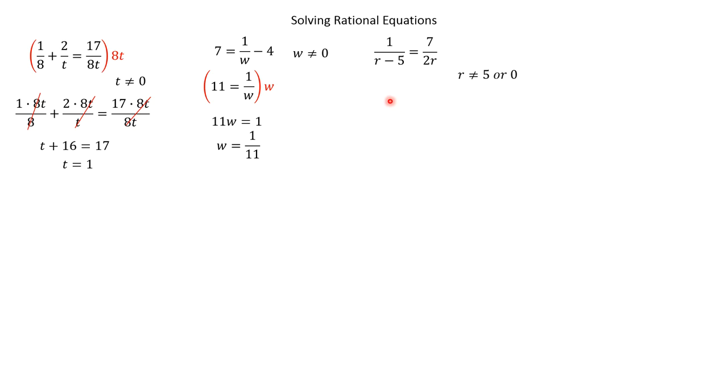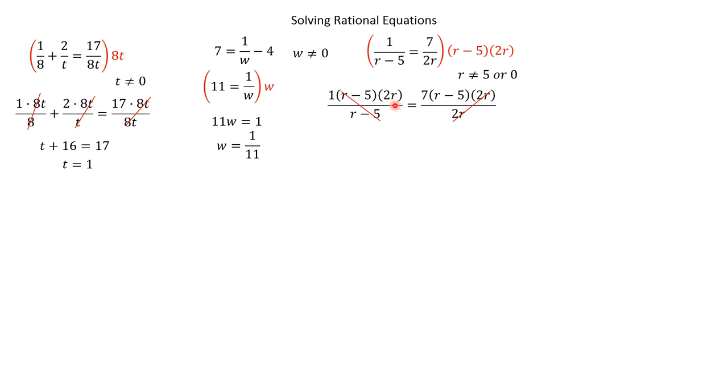Now multiply by the common denominator. We need an r minus 5, and we need a 2r. They've got nothing in common, so r minus 5 times 2r is the common denominator. If we distribute this, we have 1 times r minus 5 times 2r, and 7 times r minus 5 times 2r. We can cancel. The r minus 5s cancel out, leaving us with 1 times 2r. Over here, the 2r cancels out, leaving us with 7 times r minus 5.